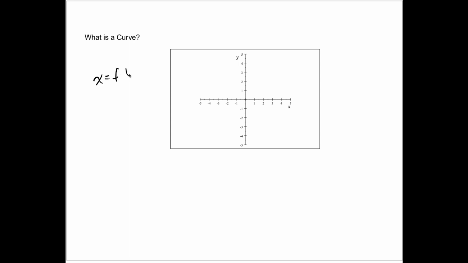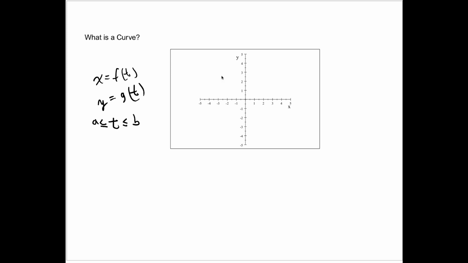x equals f of t, y equals g of t, and the value of t, think of that again as a time variable, though it doesn't necessarily have to be. The values of t begin at some point, let's say that's a, and end at some other point, that's b.